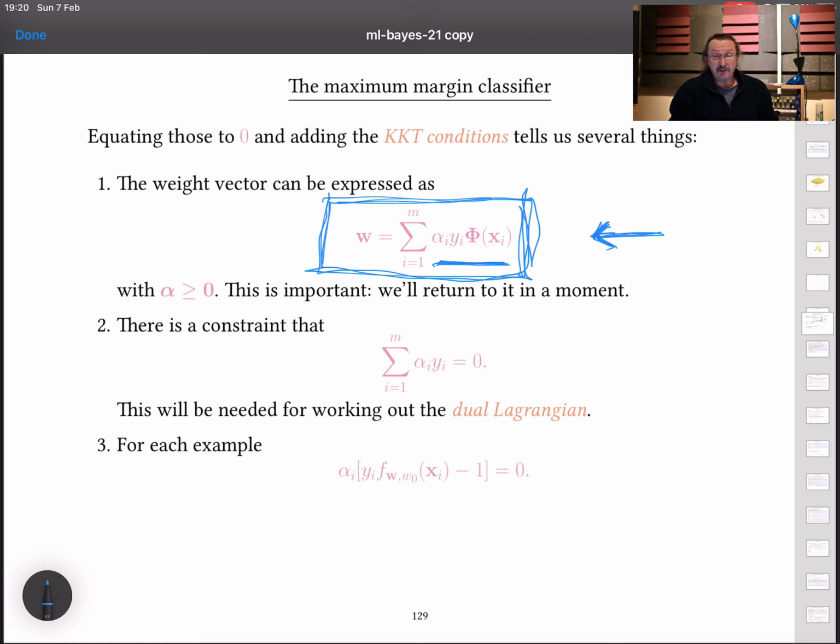Okay, but that's the first thing. w can be expressed as this sum, essentially just using the training data. Okay, the extended versions of the xi's, the labels yi, and then these weights which are given by the Lagrange multipliers. The second thing we get is this constraint, which I'm not going to say any more about because, as I said, I don't really want to get into what you need to do with the dual Lagrangian. And the third constraint we get out is this. Okay, the third requirement is this.